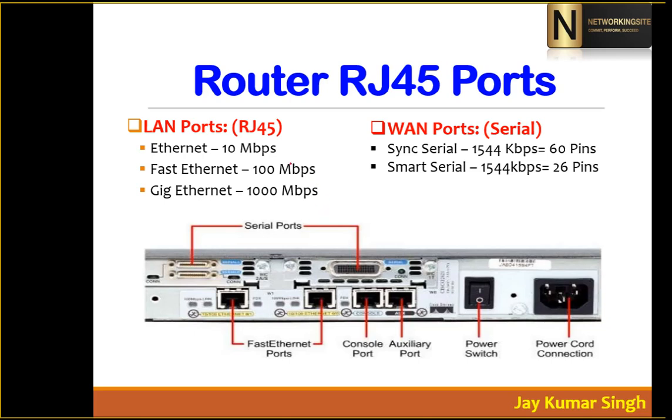If we are using Ethernet, Ethernet can only support 10 Mbps speed. It cannot support more than 10 Mbps. Now, a Fast Ethernet port will support 100 Mbps speed. Then we have Gig Ethernet. Gig Ethernet is 1 Gbps, or you can say 1000 Mbps speed.